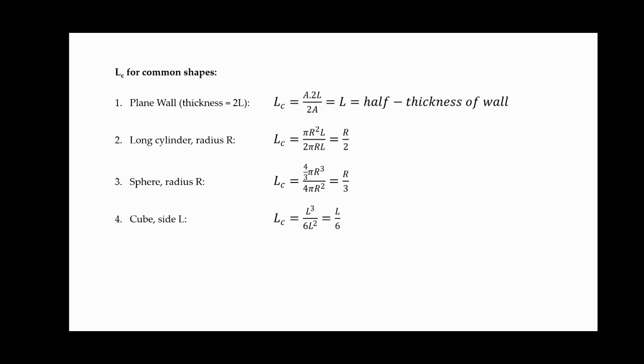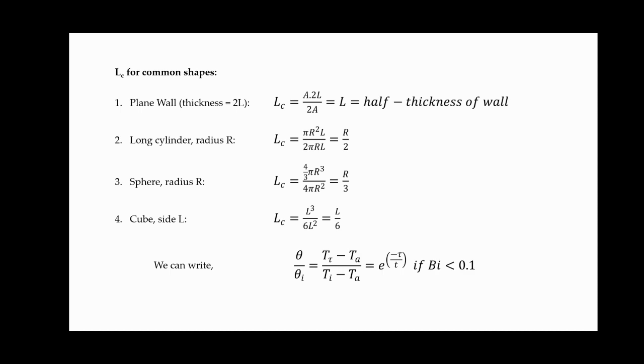And for cube side with side L, characteristic length is given by volume by area, and the volume of cube is L cube, and the surface area of the cube is 6 times of L square. So the characteristic length in this case will be L by 6.